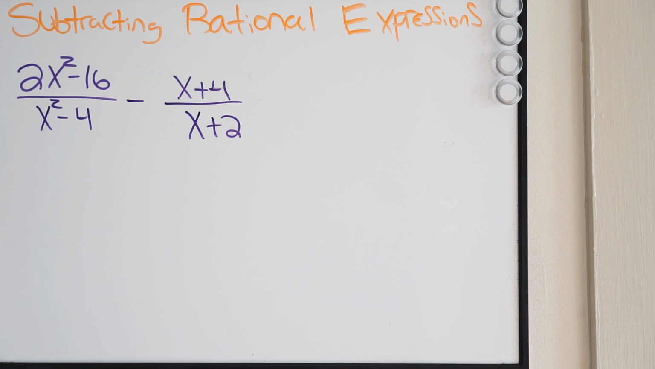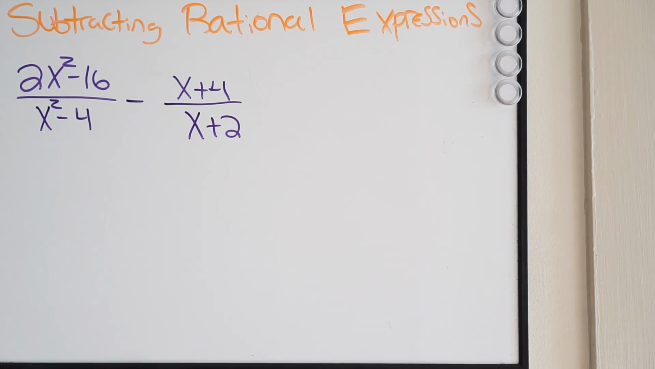Now, we know that when we add rational expressions, we need to get the same common denominator. Well, it's the same thing with subtraction. We need to get the same common denominator between these two rational expressions before we go ahead and perform the operation, which in this case is going to be subtraction.